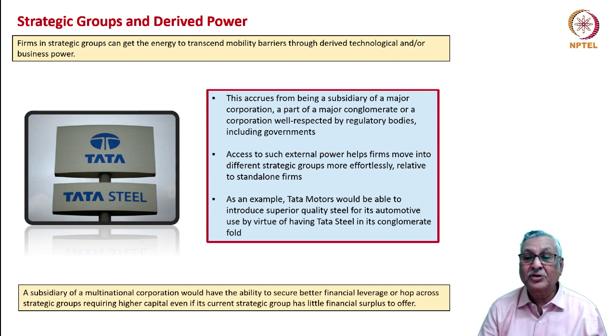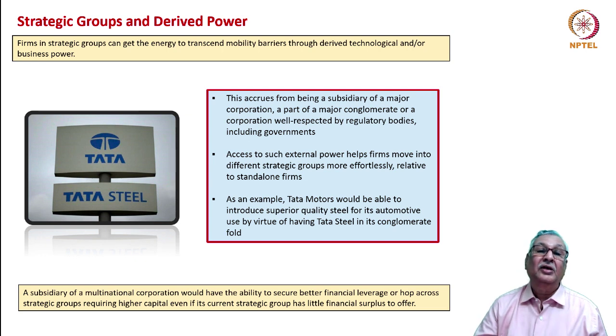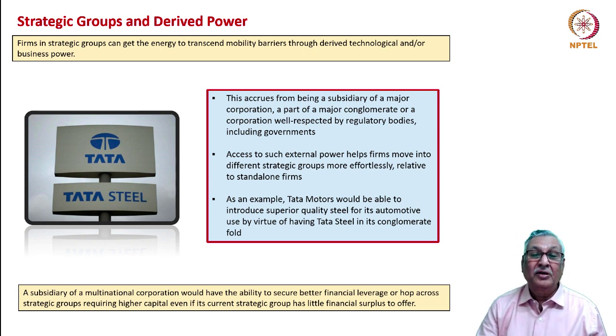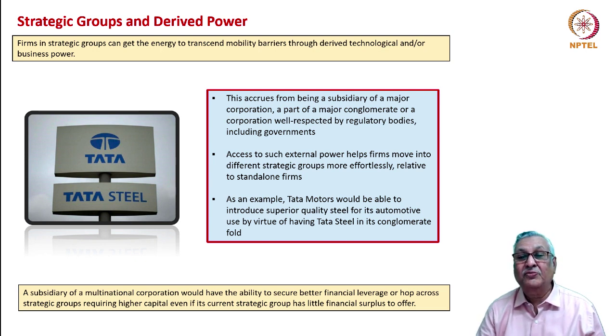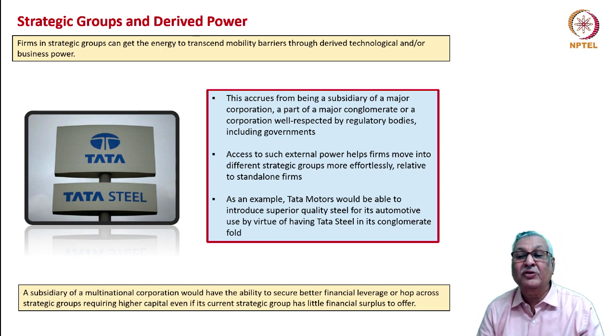As an example, Tata Motors would be able to introduce superior quality steel for its automotive use by virtue of having Tata Steel in its conglomerate fold. As we have seen in the earlier lecture, if the strategic dimension of Reliance Group is the ability to implement mega projects on time and with high levels of technology, that is welcomed as a feature when somebody says the group will move to renewable energies. It is a welcome diversification. So strategic dimensions of the existing strategic group and existing firm have a positive effect in such movements.